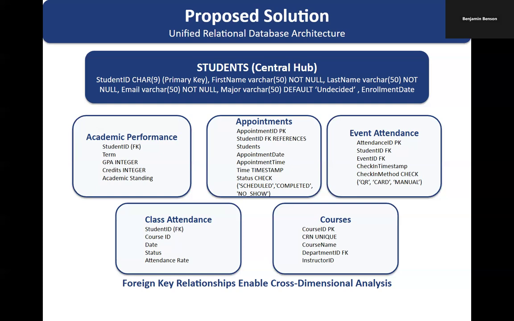This is not necessarily all of the tables that would be used in the database, but for the purpose of just tracking for early alerts, these are probably the most important tables that I would use. So their academic performance, which is linked by a foreign key, their appointments, which again does link to a student ID foreign key, the event attendance, class attendance, and courses.